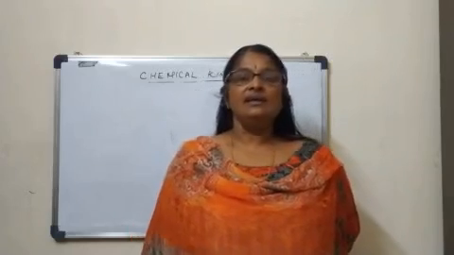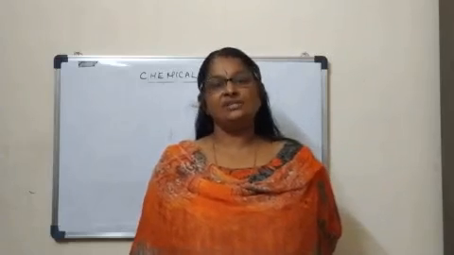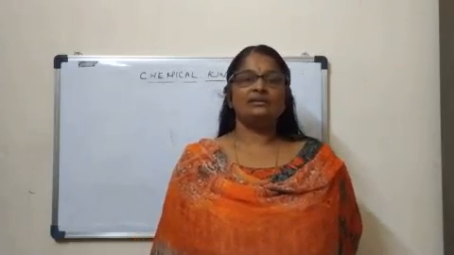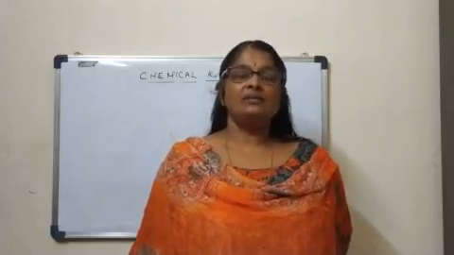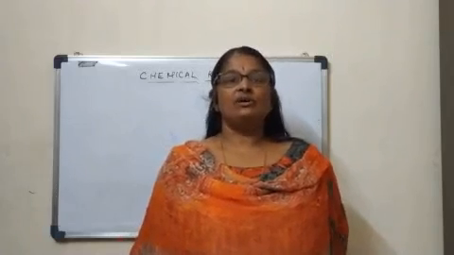So for a zero order reaction, the rate constant K is equal to R0 minus R divided by T, where R0 is the initial concentration of the reactant and R is the concentration of the reactant at a time T. For a first order reaction, we got K is equal to 2.303 by T log R0 by R.